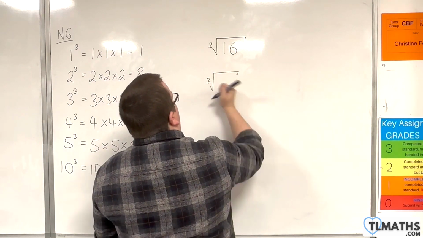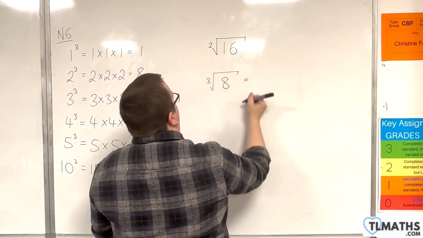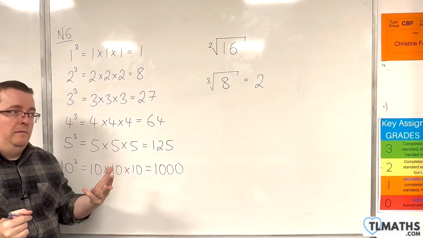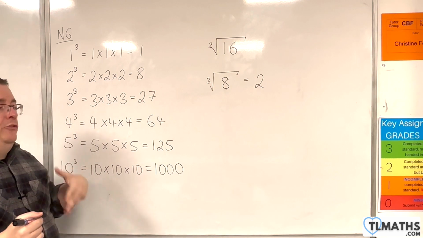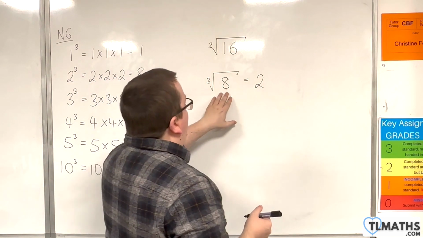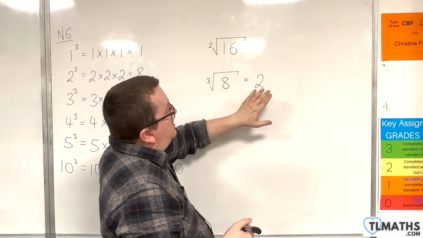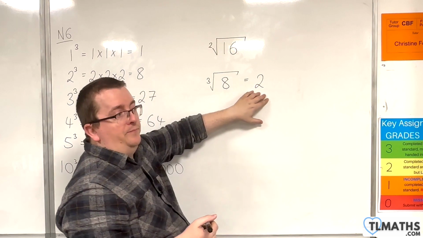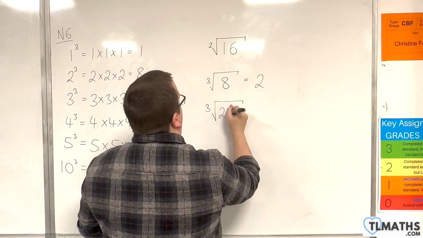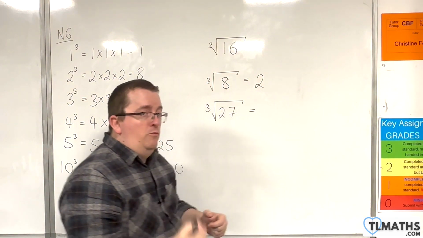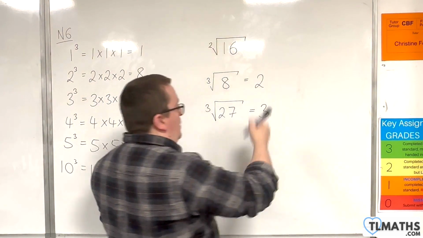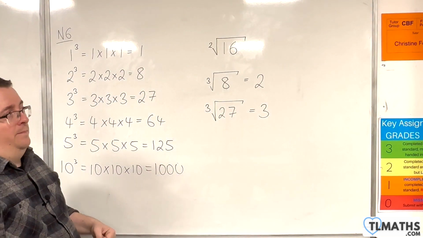So the cube root of 8 is going to be equal to 2. So when I cube root a number, I am looking for the number that multiplies with itself 3 times. So 8, the cube root of that would be 2, because 2 times 2 times 2 is 8. Likewise, I could have the cube root of 27. So the cube root of 27 would be equal to 3, because 3 times 3 times 3 is 27.